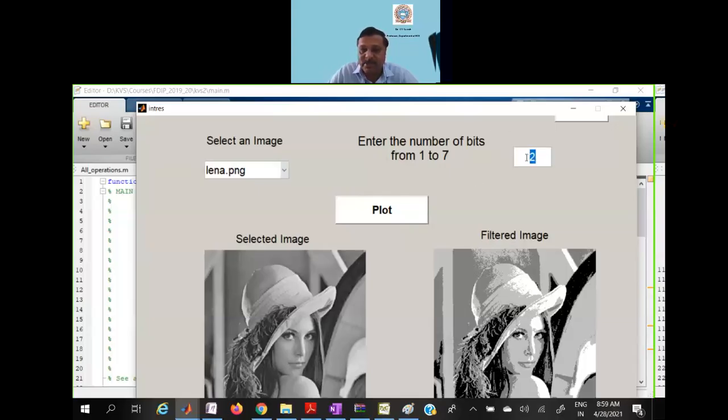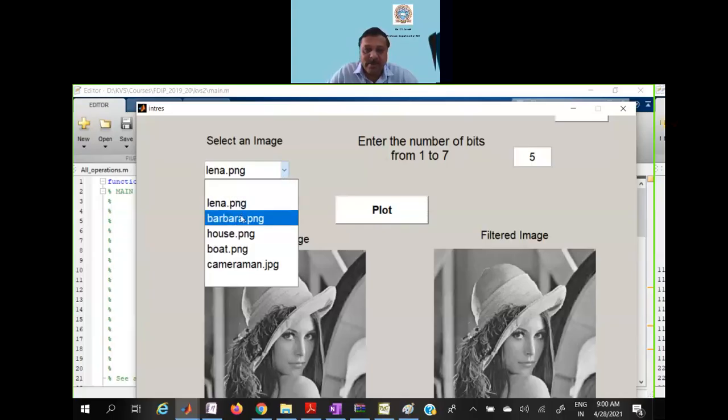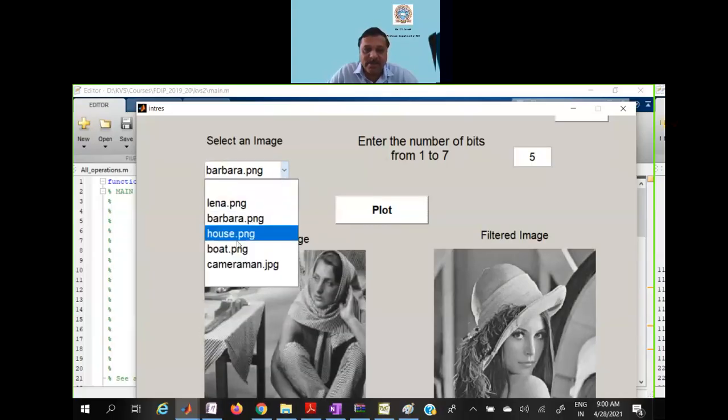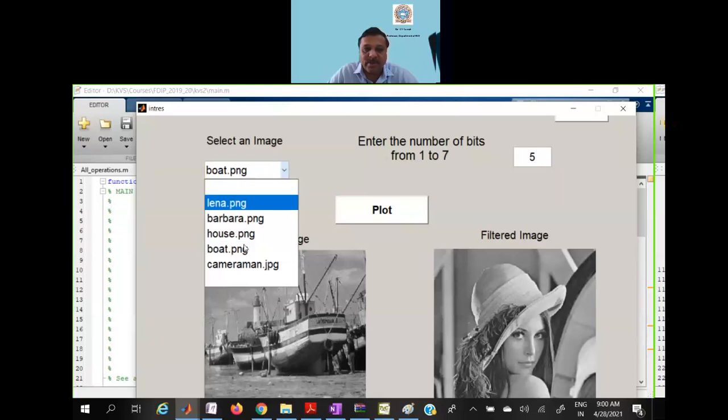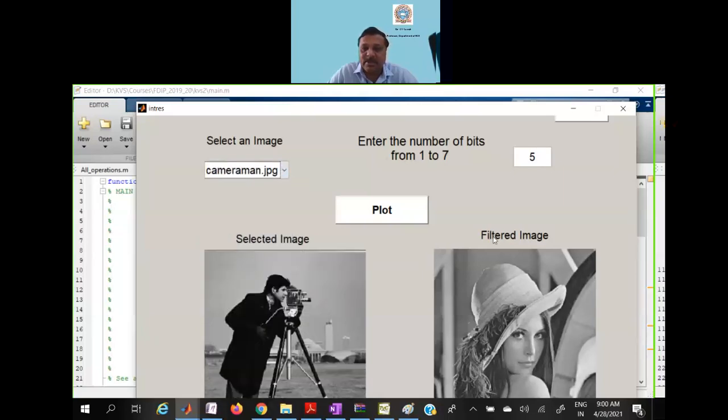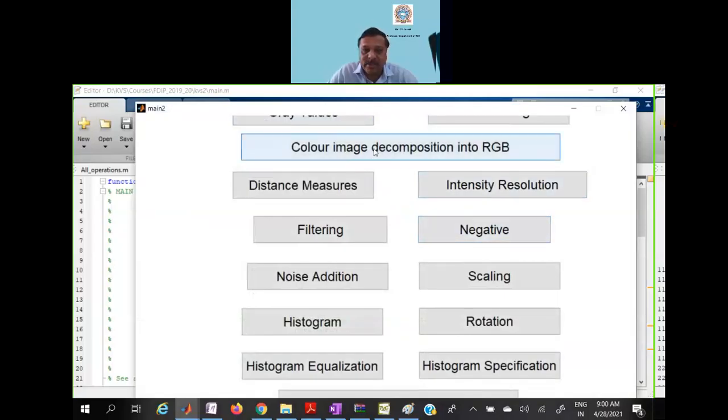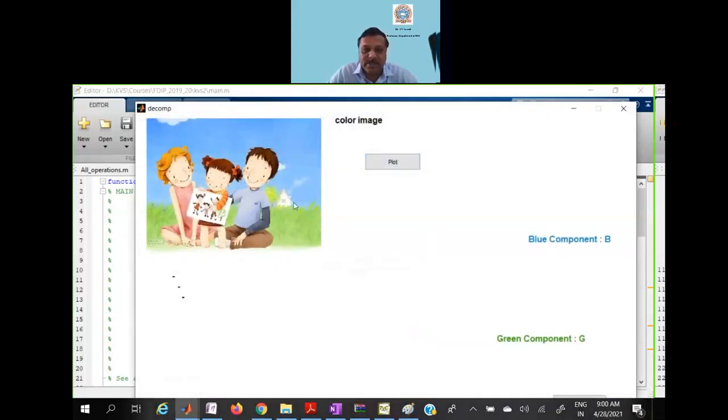Now let me just change it to say 3 bits. You could observe the false contouring effect that you are seeing. With 4 bits, the false contouring effect is decreased. Maybe with 5 bits, it's further decreased. So by this, I can take any other image and demonstrate this concept of false contouring like this. And I think this is also an interesting thing.